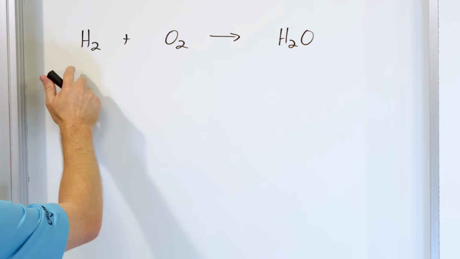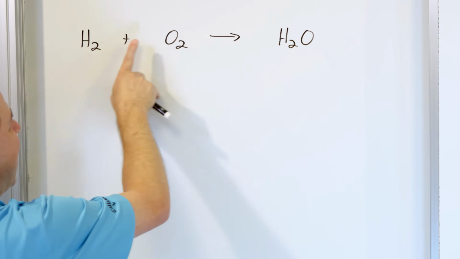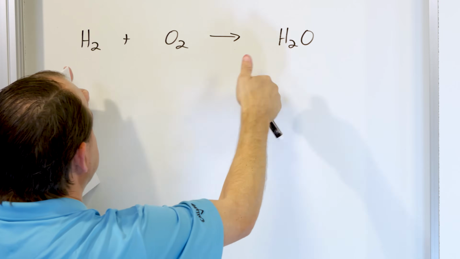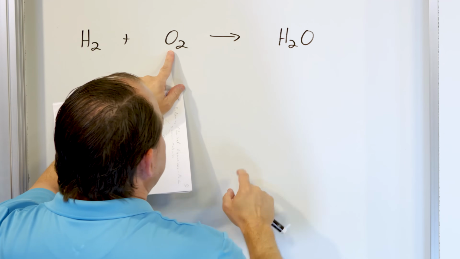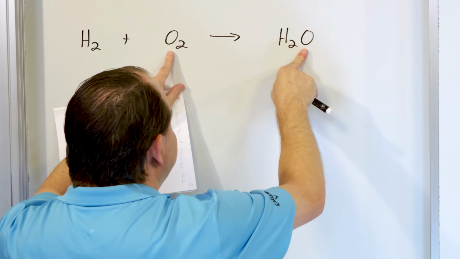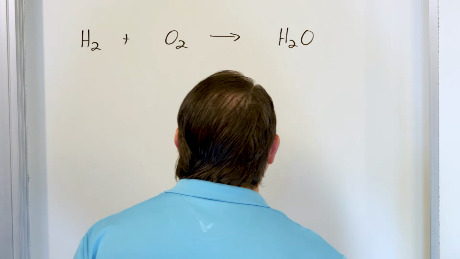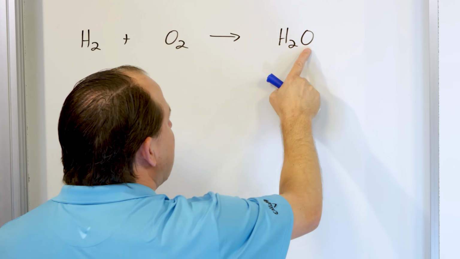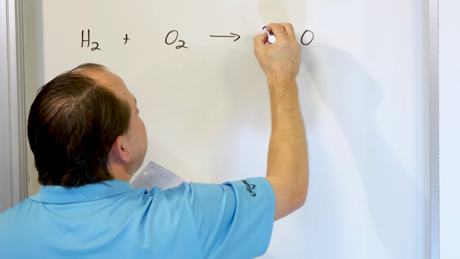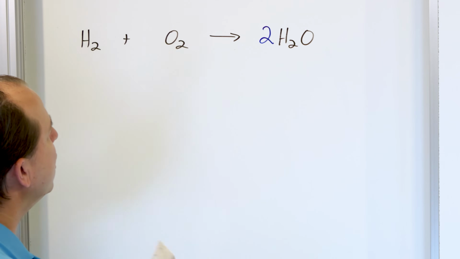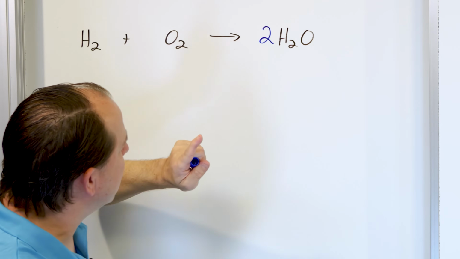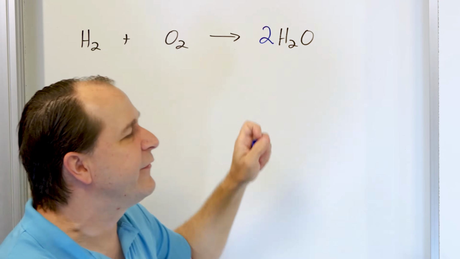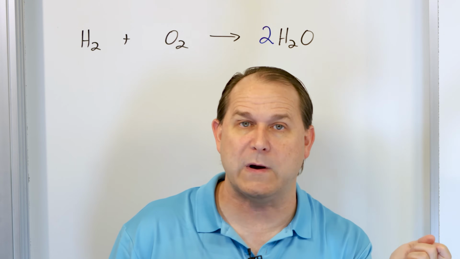So let's ask ourselves, we have 2 hydrogen atoms. We have 2 hydrogen atoms, so that's correct. We don't have to make any changes. Here we have 2 oxygen atoms, and we only have 1 oxygen atom here. So in order to fix that, what we can do is put a coefficient in front of the H2O. We're going to say that not only is there 1 water molecule on the right, the coefficient in front means that there are now 2 water molecules on the right.